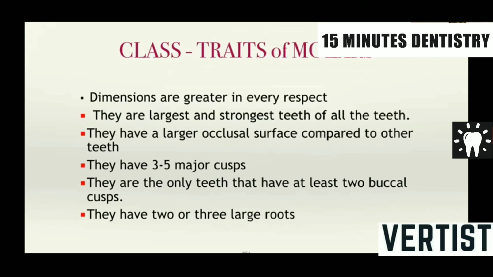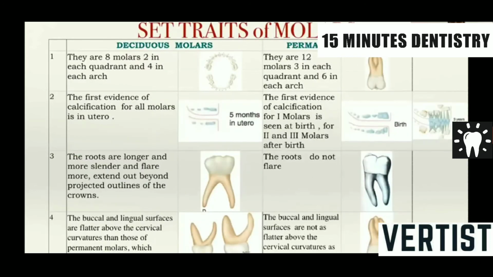They're the largest, strongest of all teeth. They have a large occlusal surface compared to other teeth. They have 3 to 5 major cusps. They're the only teeth that have at least 2 buccal cusps and 2 to 3 large roots. Now, there are set traits. There are a number of set traits.